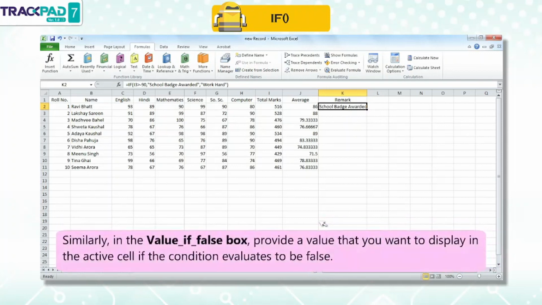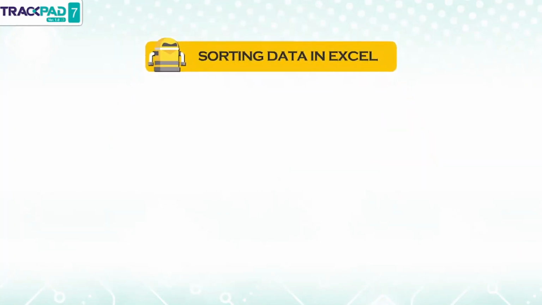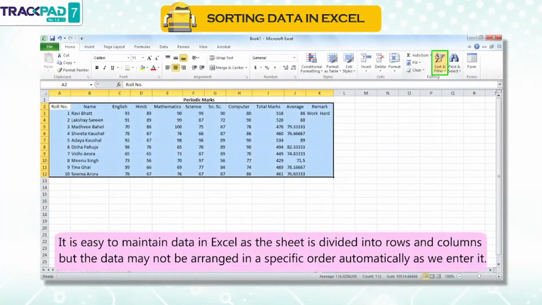Data can be sorted in 2 ways. Ascending order, arranging data in increasing order. For example, letters from A to Z, numbers from lowest to highest, etc. Descending order, arranging data in decreasing order. For example, letters from Z to A, numbers from highest to lowest, etc.